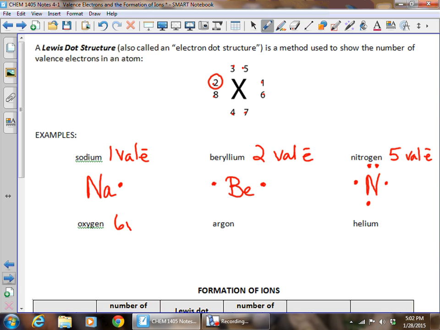Oxygen, group 6A, has 6 valence electrons. So we're going to have oxygen, 1, 2, 3, 4, 5, and the 6th one is to the right.